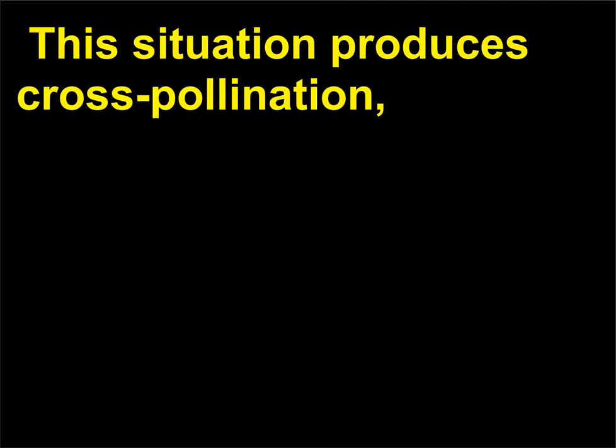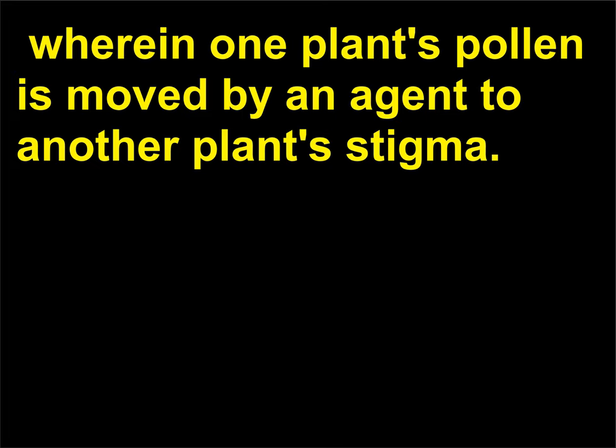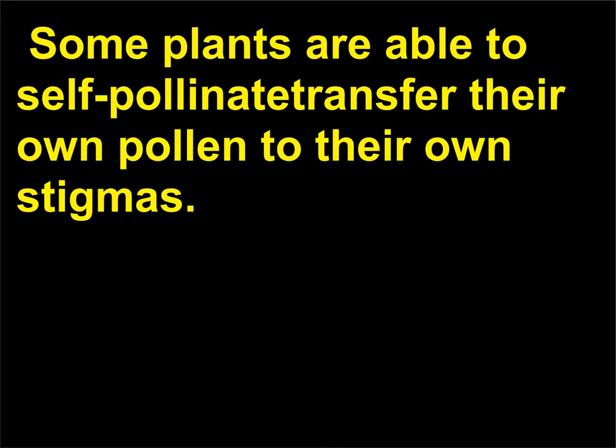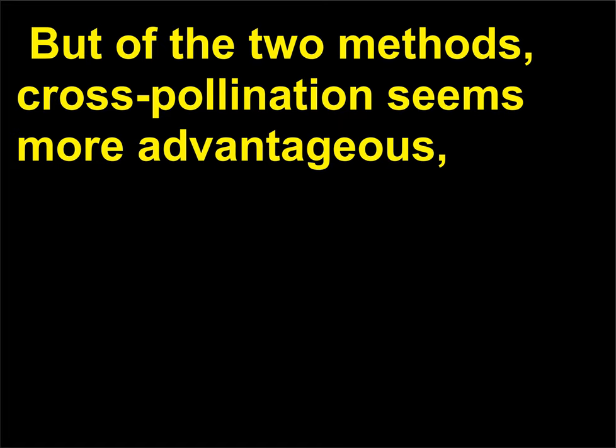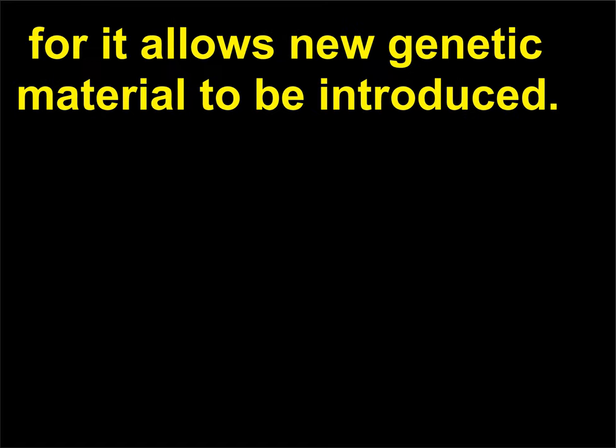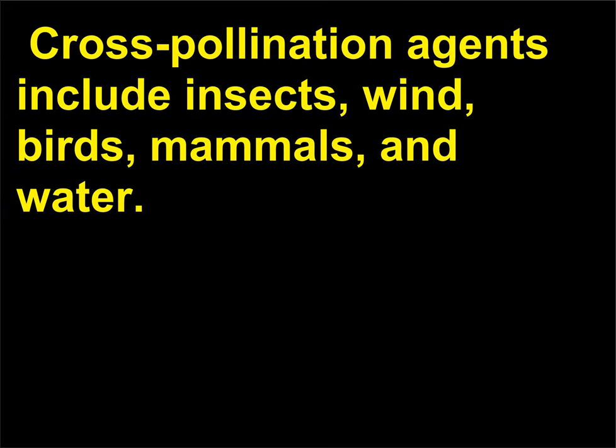This situation produces cross-pollination, wherein one plant's pollen is moved by an agent to another plant's stigma. Some plants are able to self-pollinate and transfer their own pollen to their own stigmas. But of the two methods, cross-pollination seems more advantageous, for it allows new genetic material to be introduced. Cross-pollination agents include insects, wind, birds, mammals, and water.